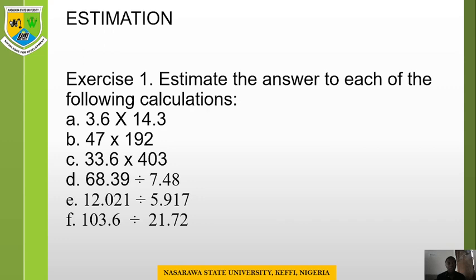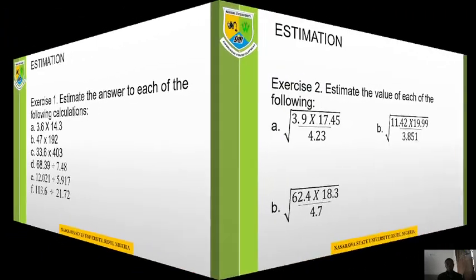All right, we have exercises here. Exercise 1 says that we are to estimate the answer to each of the following calculations: A, 3.6 times 14.3, B, 47 times 192, C, 33.6 times 403, D, 68.39 divided by 7.48, E, 12.021 divided by 5.917, F, 103.6 divided by 21.72.